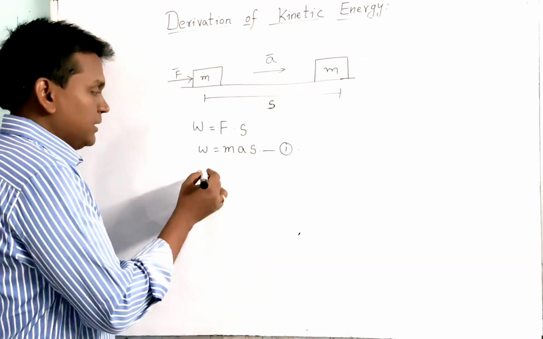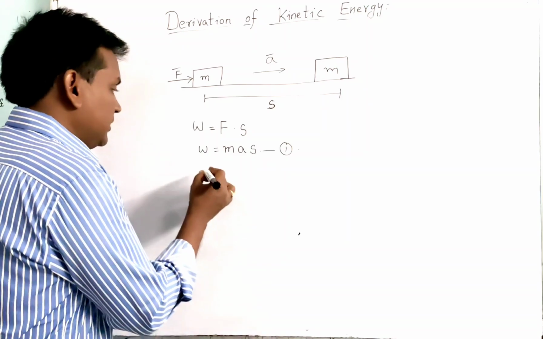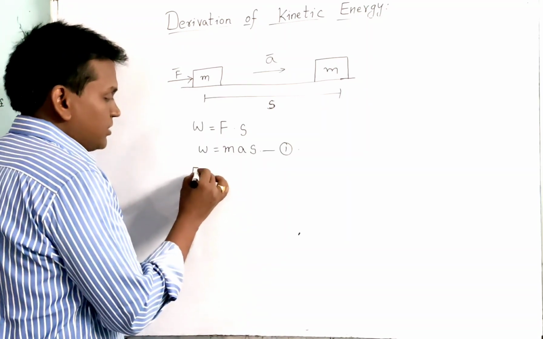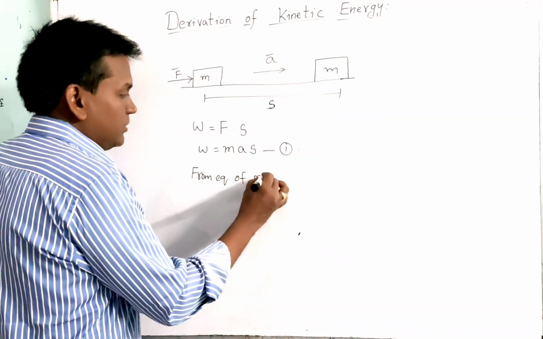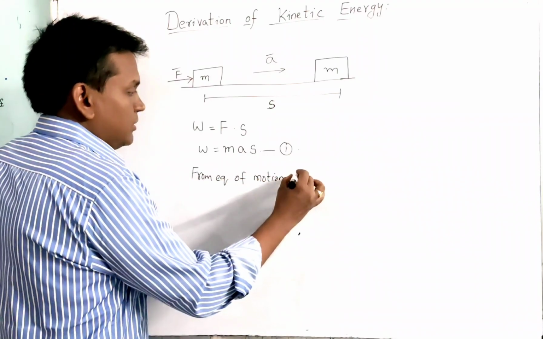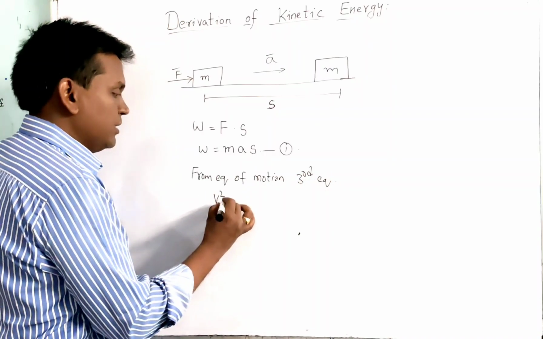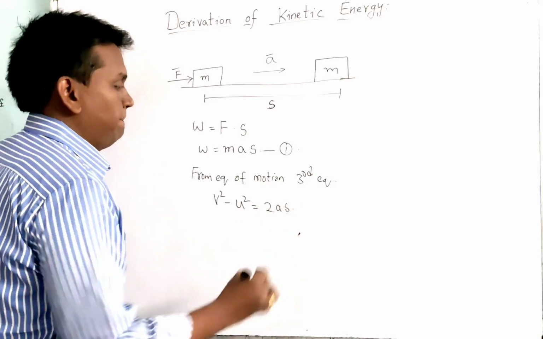From the equations of motion we know there are 3 equations. Let us consider the third equation from equations of motion: v square minus u square equal to 2as.